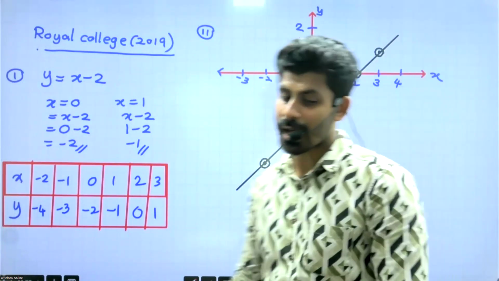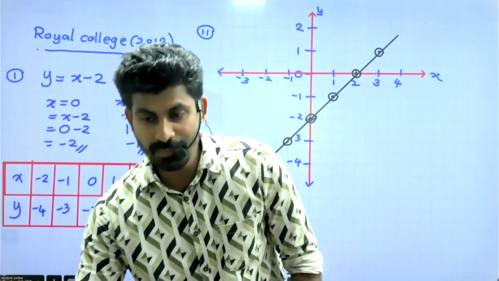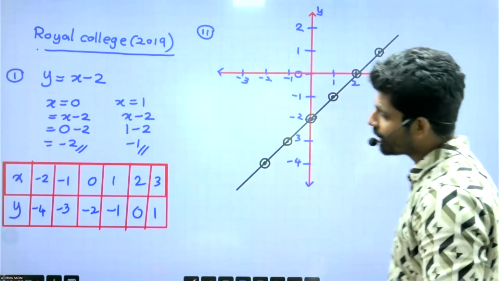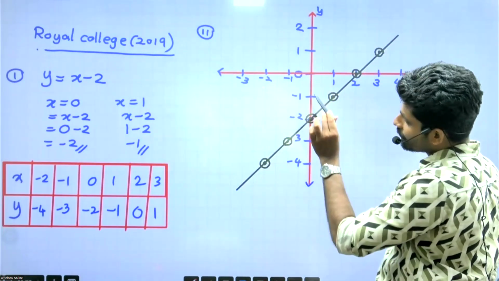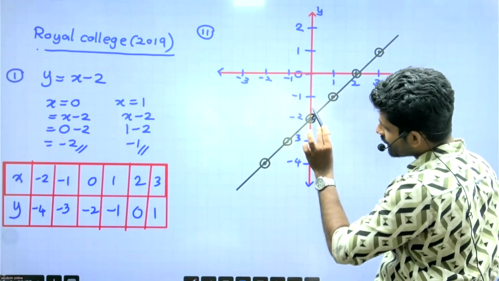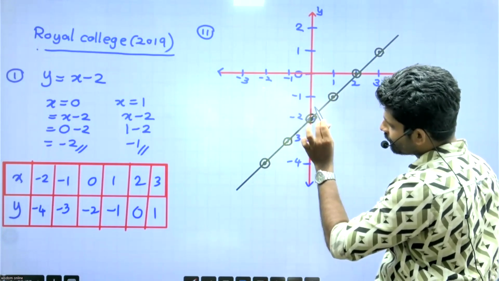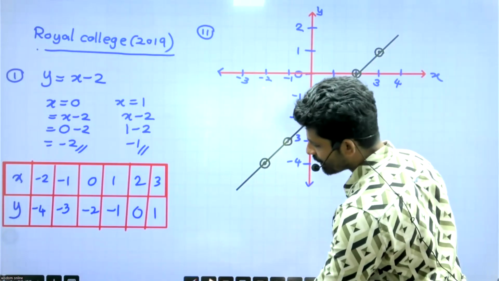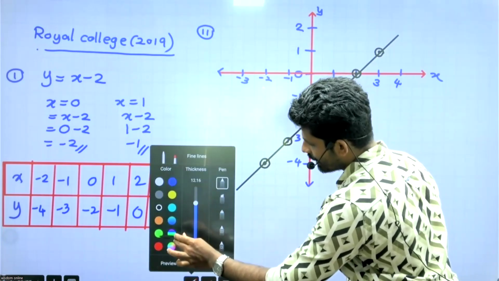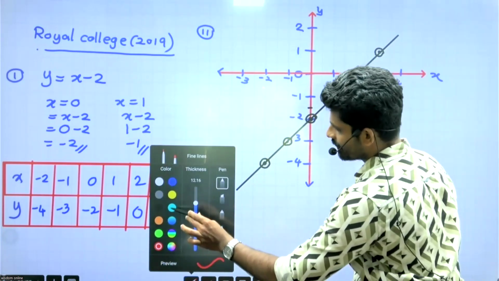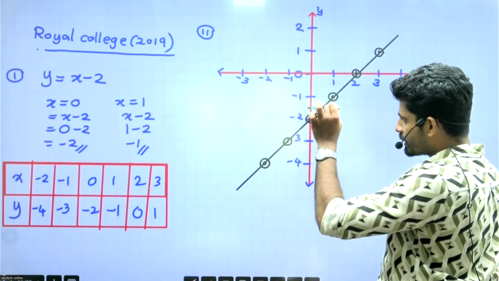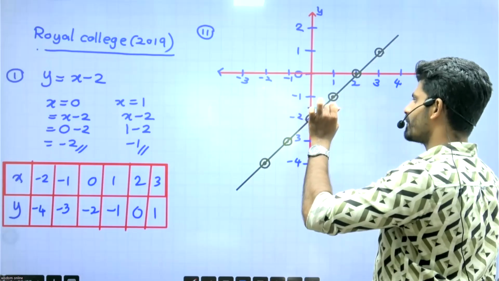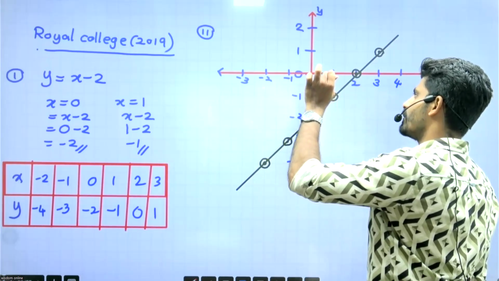So minus 1 half. Y equals minus 1 half means here. Then we can join in the graph and we can take the value of x.